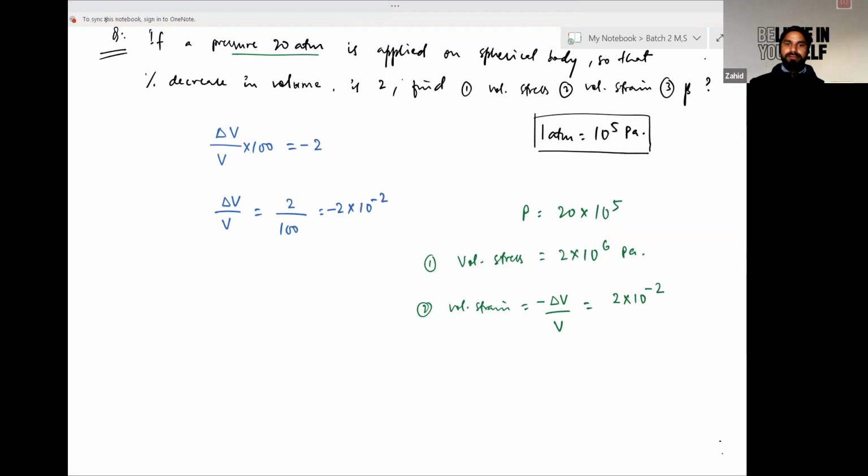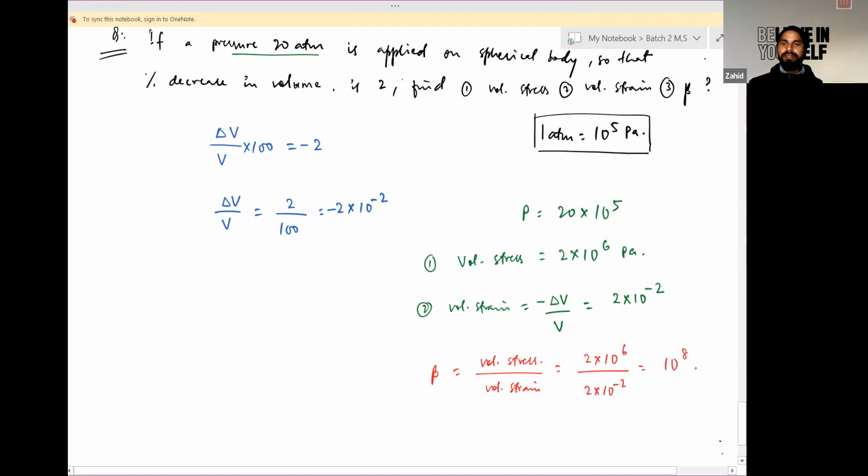So if you divide these two terms to find beta, it will equal volumetric stress divided by volumetric strain, which equals 2 into 10 to the power plus 6 divided by 2 into 10 to the power minus 2. So 2 and 2 will cancel out. So you get just 10 to the power 8 Newton per meter square or Pascal.